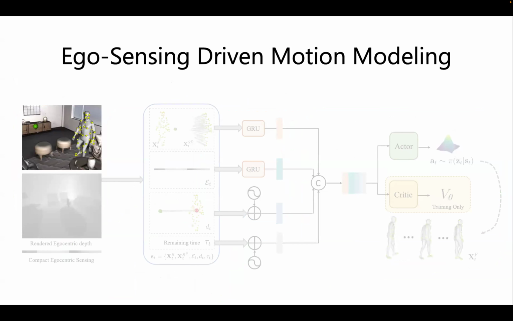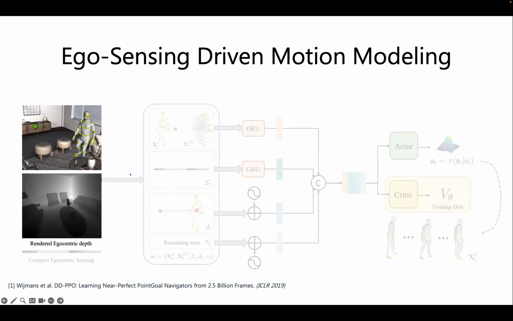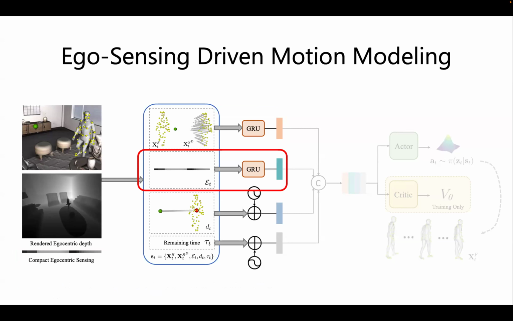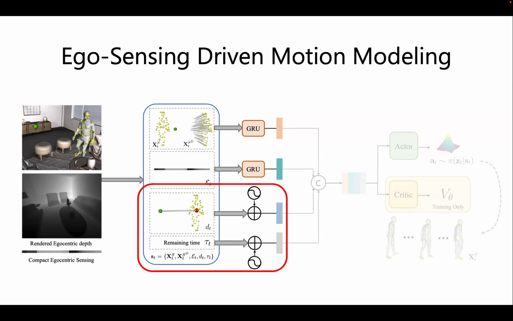Okay, so just a little bit of detail about this ego sensing driven motion model. As I mentioned, the first thing is how we represent the human body and how the human perceives the environment. In this work, we use a compact egocentric sensing, an idea borrowed from the robotics community. This sensing changes when humans move their body, and this defines the state. So we use an RL-based algorithm. The state is basically where the body is, what the environment around the human body looks like, as well as, for example, the distance and the remaining time, and this type of thing.